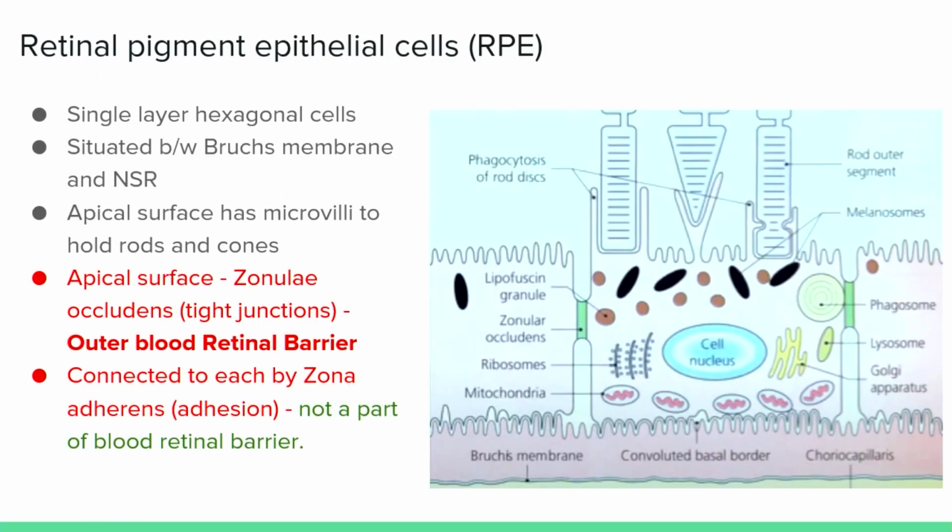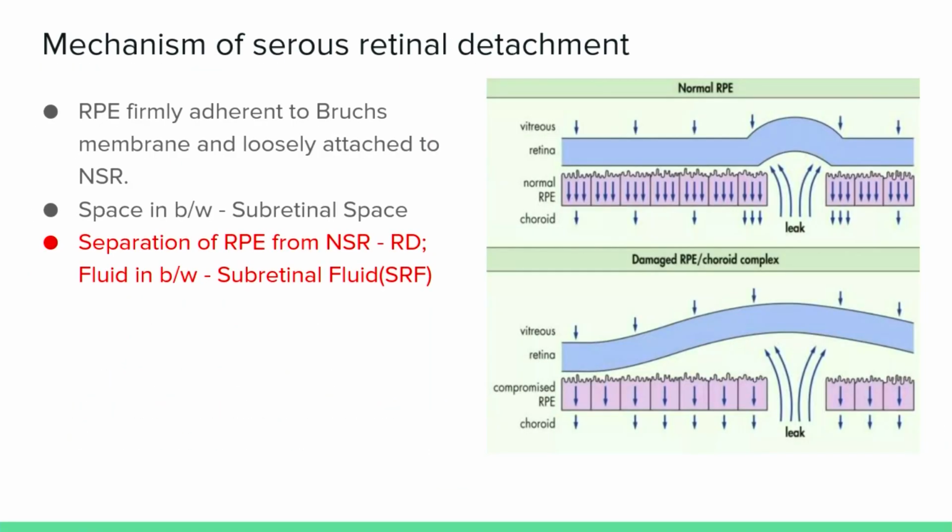Retinal pigment epithelial cells are a single layer of hexagonal cells. They are situated between Bruch's membrane and the neurosensory retina. The apical surface has microvilli to hold the rods and cones. The apical surface also contains the zonula occludens, which forms tight junctions and forms the outer blood retinal barrier. The adjacent cells are connected to each other by zonula adherens, but it is not a part of the outer blood retinal barrier.